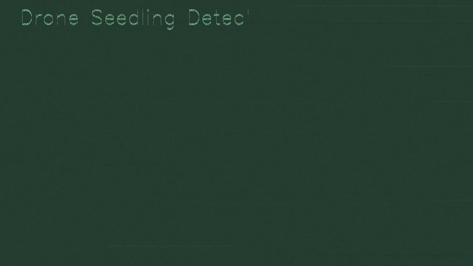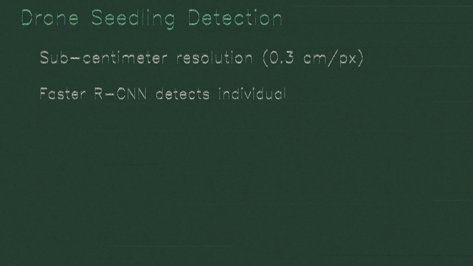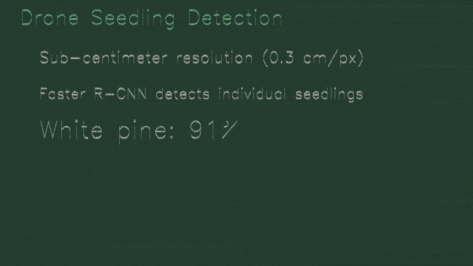That is where drones come in, right? Right. And this is where the technology gets really exciting. Drones capture imagery at sub-centimeter resolution, 0.3 centimeters per pixel in some systems, which means you can see individual seedlings clearly. Researchers have been training convolutional neural networks, specifically Faster RCNN architectures, to automatically detect and count seedlings in drone imagery. The accuracy results are remarkable.